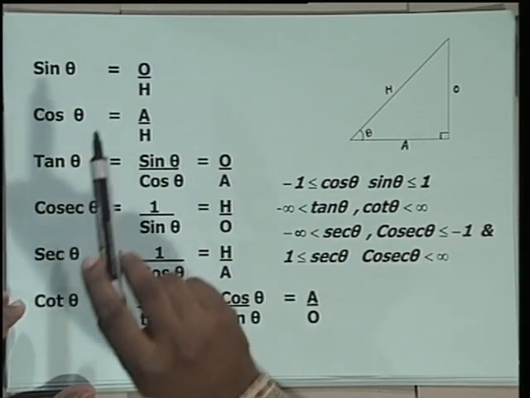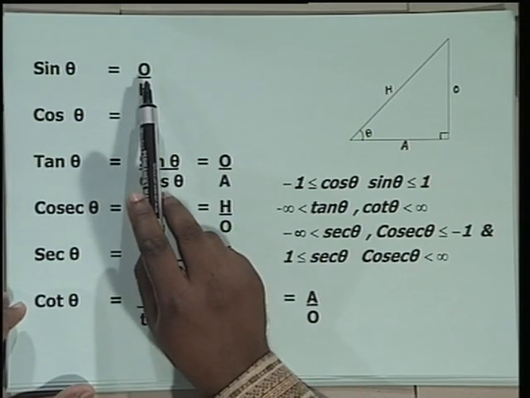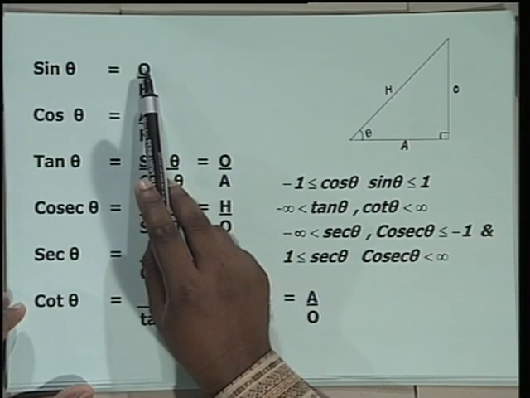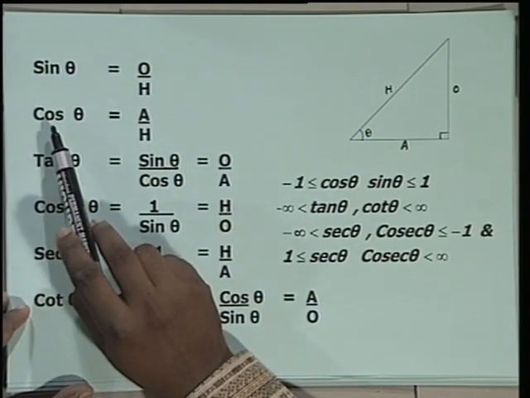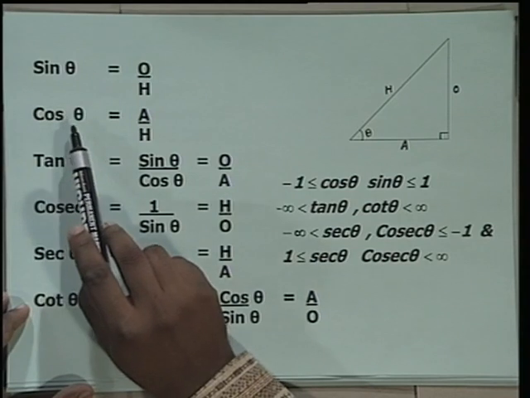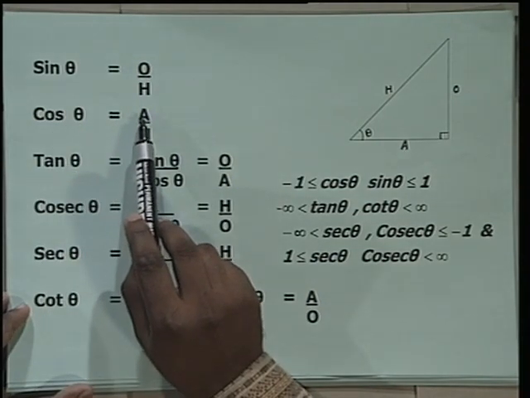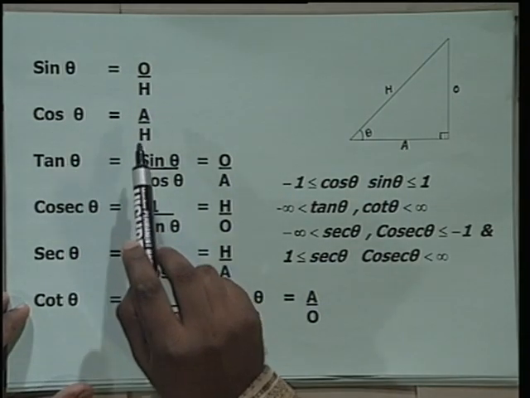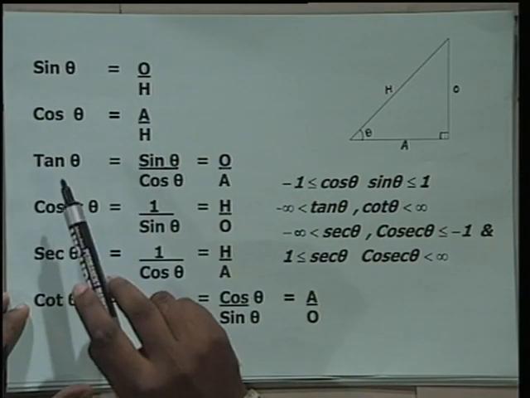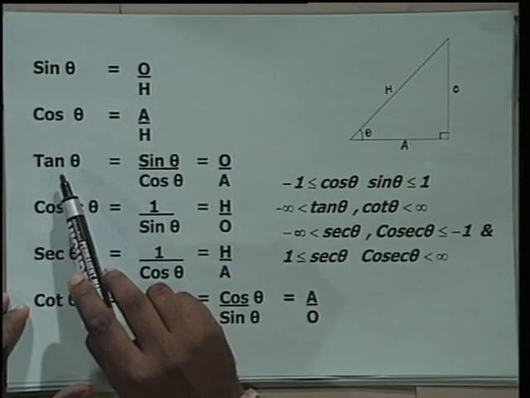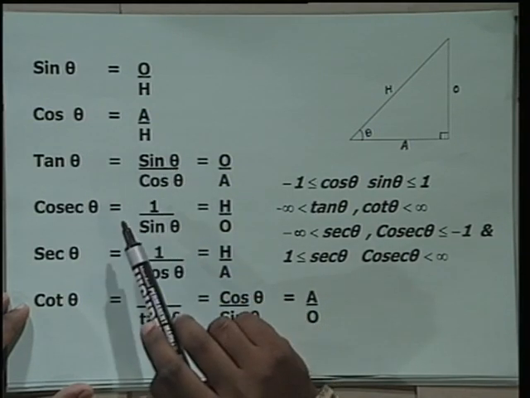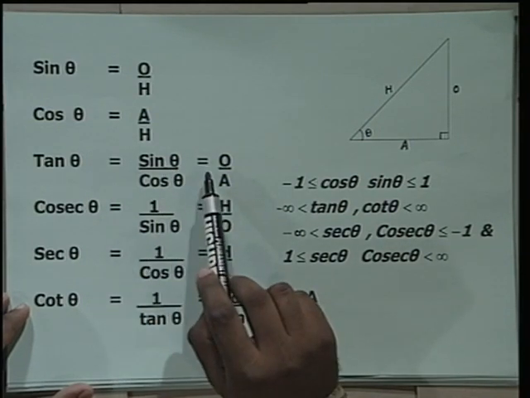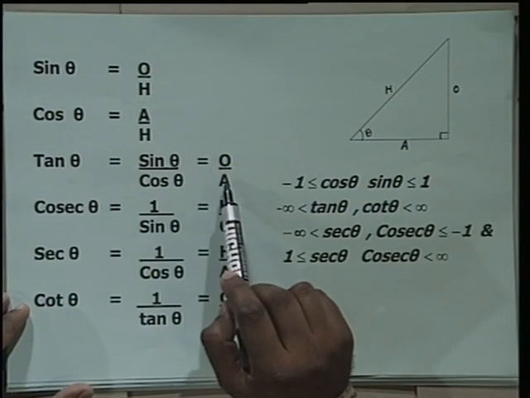Now, sine theta is equal to the length of the opposite side divided by the length of the hypotenuse. Cosine theta, or simply cos theta, is equal to the length of the adjacent side divided by the length of the hypotenuse. Tangent theta, or simply tan theta, is equal to sine theta divided by cos theta, or it is also equal to length of opposite divided by length of adjacent side.